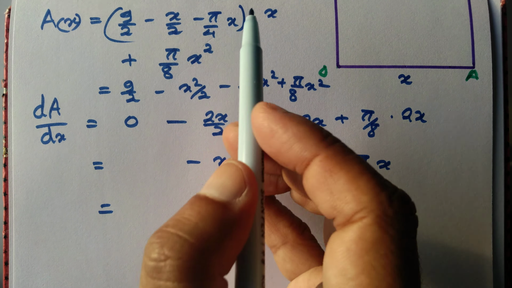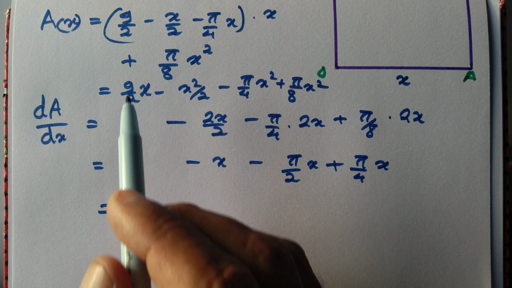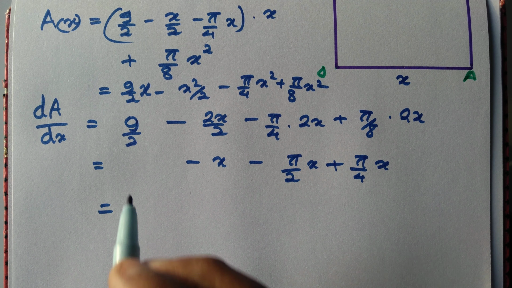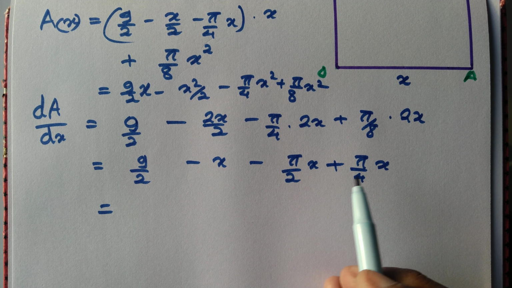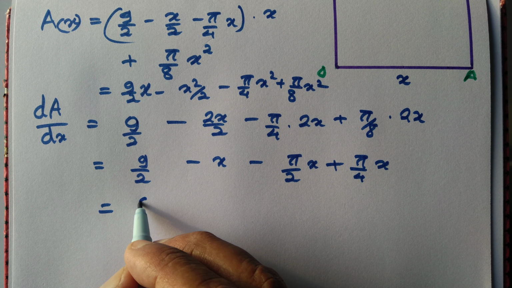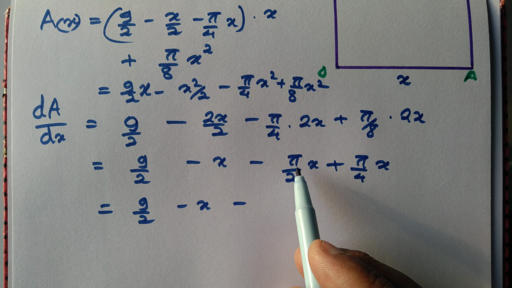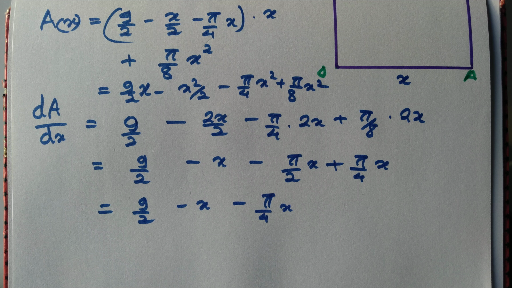Oh, I made a mistake. 9 by 2 times x is 9 by 2 x. And if I differentiate 9 by 2 x, then I get 9 by 2. So 9 by 2 minus x minus pi by 2 x plus pi by 4 x. That's equal to 9 by 2 minus x minus pi by 4 x.